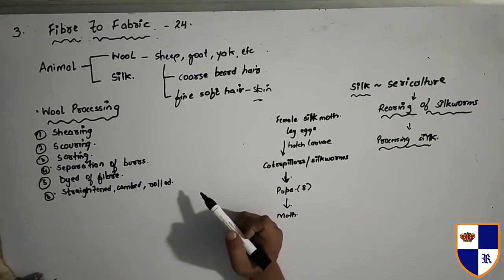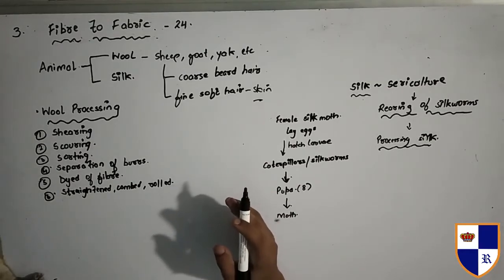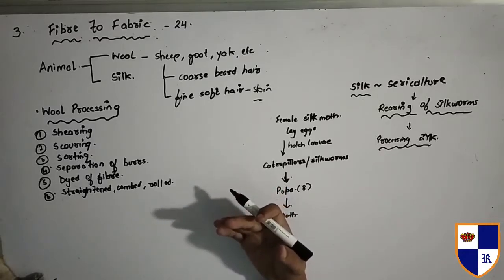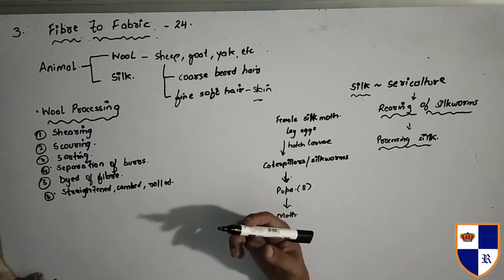When we say fibers, it means a thin thread. It may be a natural or artificial substance, which is used to make clothes and ropes.